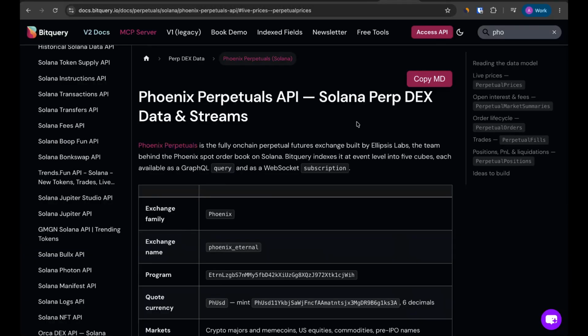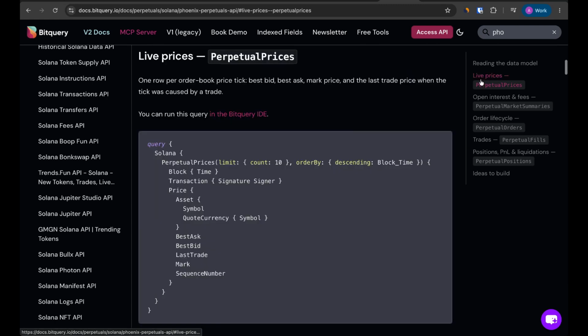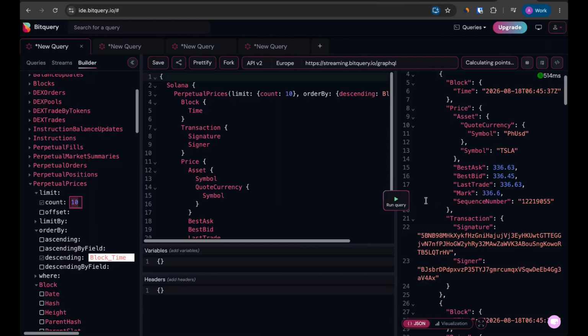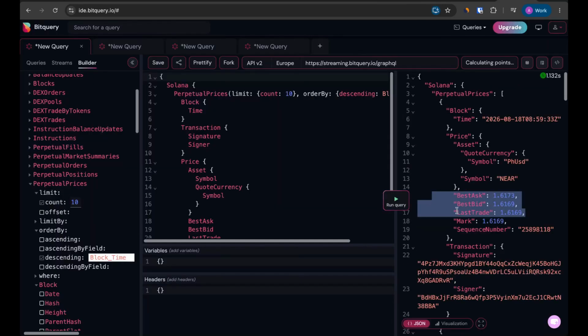In this video, we're focusing on the two market data cubes. The next videos cover trades, positions, and PNL. First, let's get live prices with the perpetual prices cube. Each row is one order book tick: best bid, best ask, mark price, and the last trade price. You get best bid, best ask, mark price, and last trade for each tick.